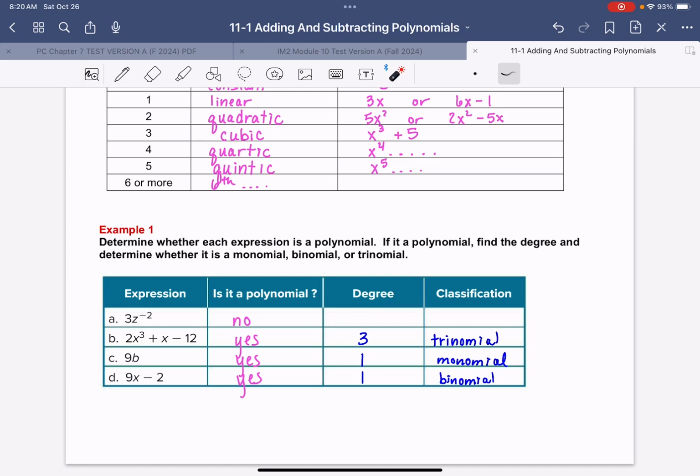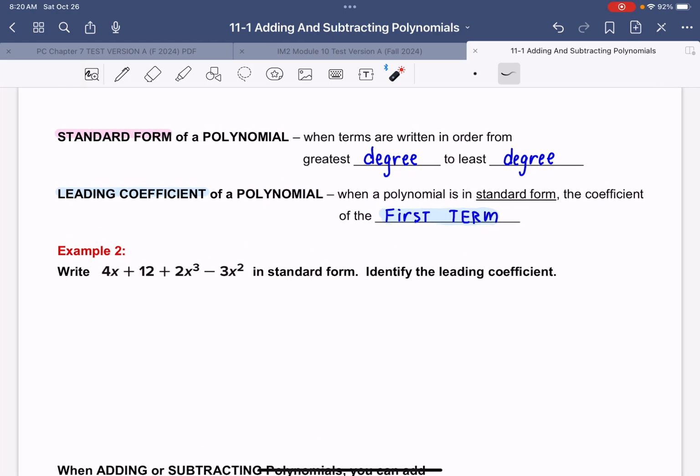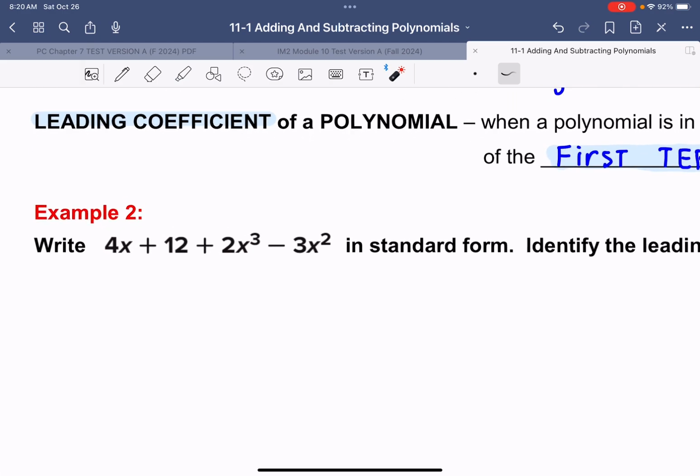All right. Next page. Okay. Now we want to talk about writing a polynomial in standard form. So standard form means we want to write each of the terms in order from greatest degree to least degree. So notice this example down here. We want to write it so that the highest degree goes first. So we're going to put this one first, then write this one second because we're looking at the cube, 2, 1, and so forth.